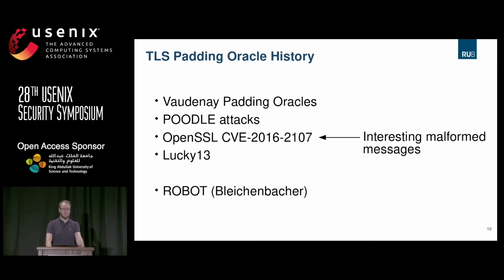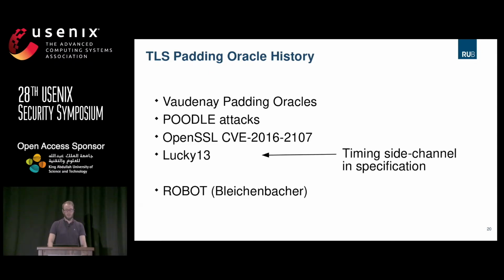Then there's this interesting CVE from 2016, and it taught us about interesting malformed messages. Not all messages need to contain all parts of the message, which was quite new for the time. And finally, there's the Lucky 13 attack, which is a timing-based side channel attack, which is actually in the specification. So if you are not very careful when implementing this, you will automatically implement the side channel and be vulnerable to this attack, which made the whole padding oracle discussion way more complex. In this paper, we also did not consider any Lucky 13 side channels or any timing side channels, because this is not measurable for the internet.